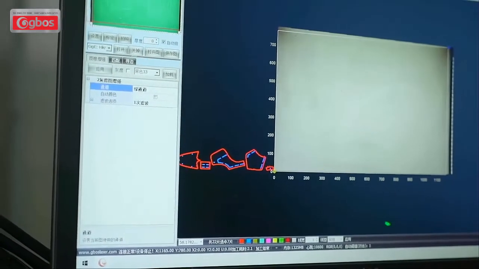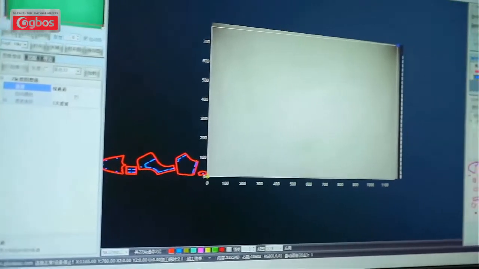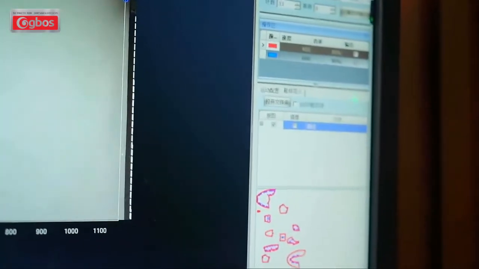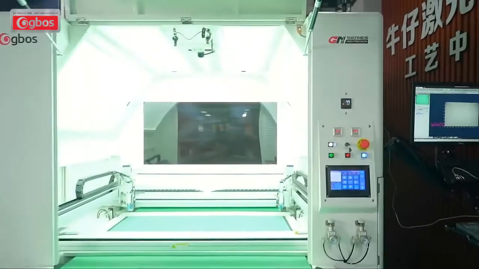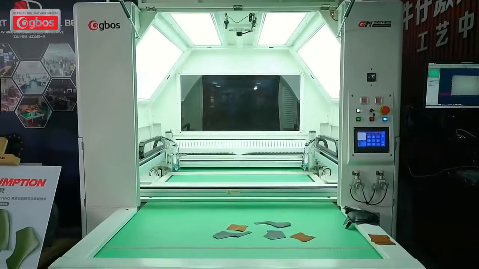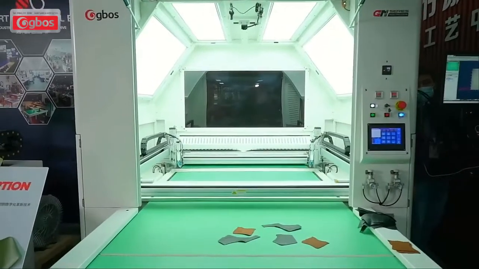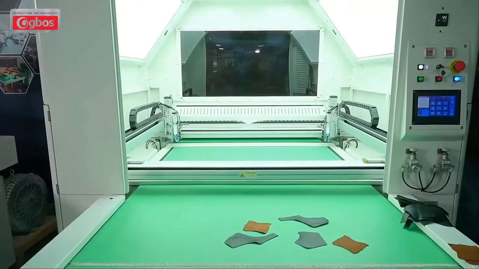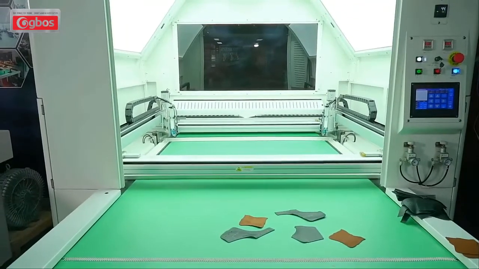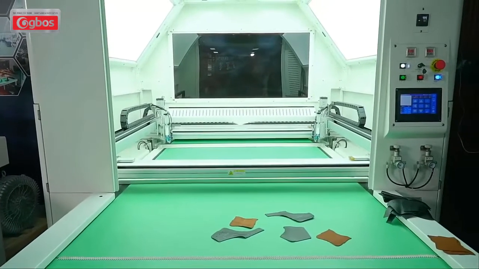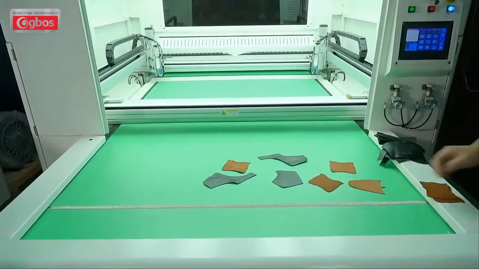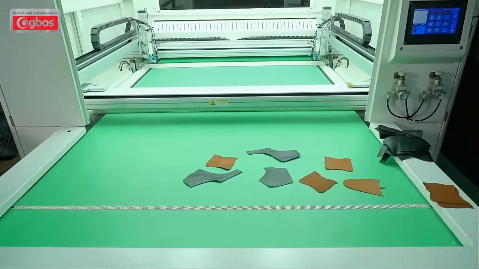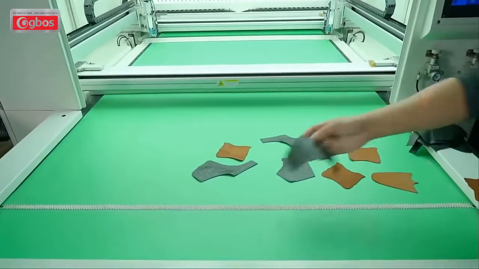Then the operator only does one thing: click here to mark. Every day, just at the beginning, clicking this mark is okay. Then for the rest of the day, there is no need to operate the software. It means the operation is very easy, and you see the speed is very fast. Actually, during my introduction, the marking line already finished the work.